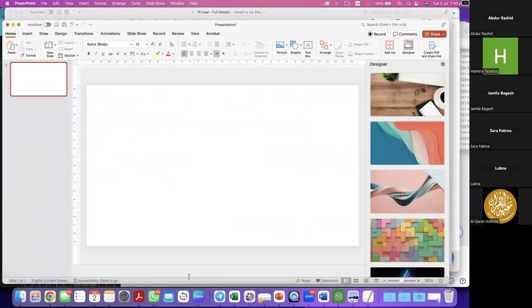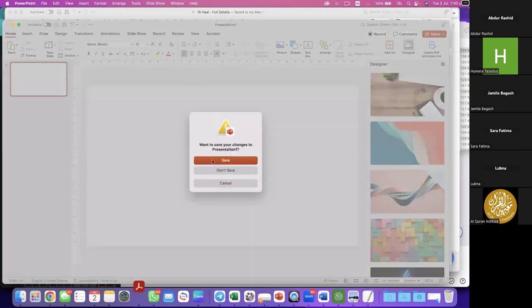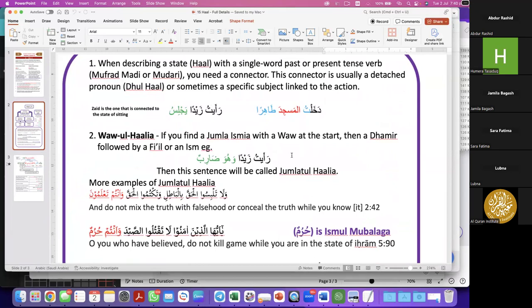Exactly what we saw, the example of Dakhaltul masjida tahiran. Dakhaltu, I entered the mosque. In tahiran, in a condition of purity, in a pure state. This is straightforward. What is the Dhul Hal here? Tu, Ana. Because I enter, it's me. I perform an action. So it's me.